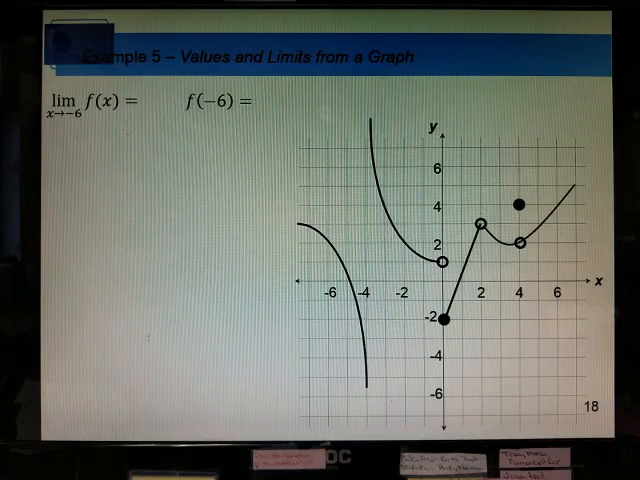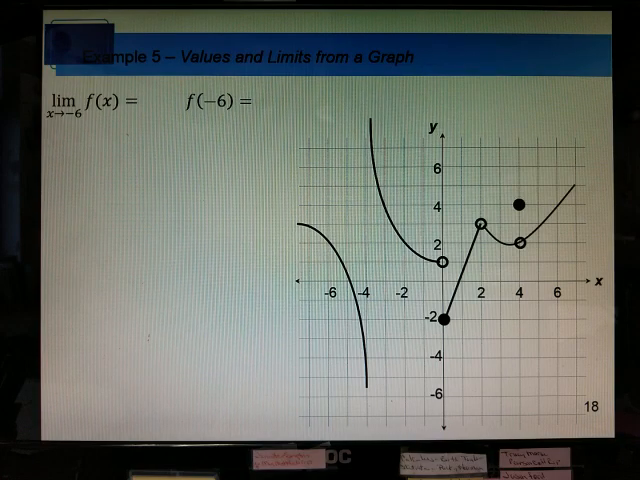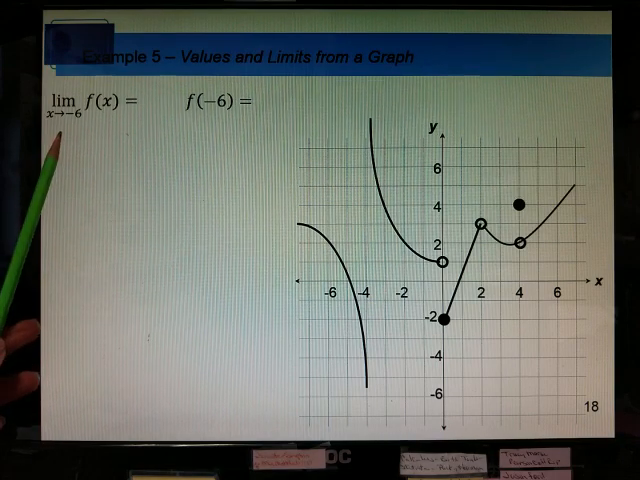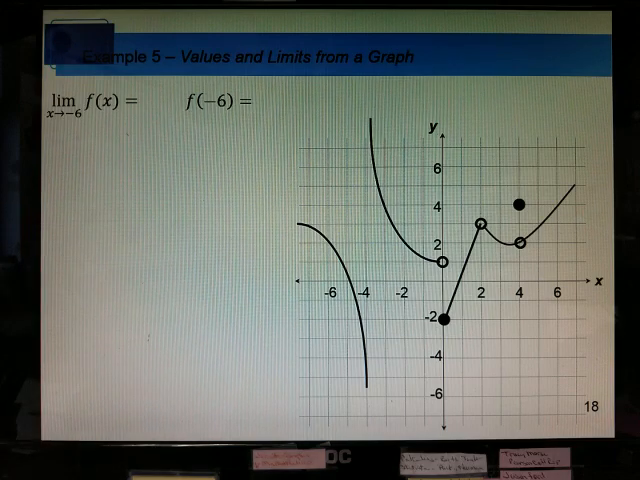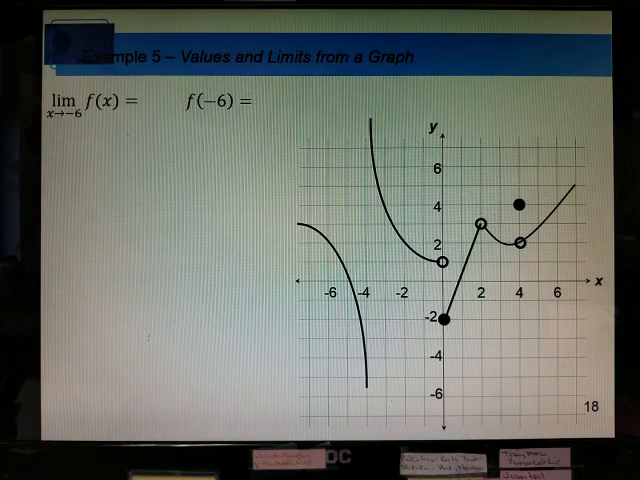So, Calculus Lesson 1.2 continued. Example 5. We need to find the limit as x approaches negative 6 for the function drawn to our right, and also find the value of f of negative 6. The limit as x approaches negative 6.